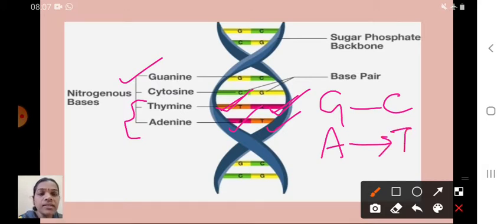Understood, children? Yes, these nitrogenous bases are combined with the help of hydrogen bonds. Okay, so I hope you understood. This one is, see here, the sugar phosphate backbone. There are three components, that is the phosphate group, next one is what? Sugar group and nitrogenous base. So I hope you understood what the structure of DNA is.